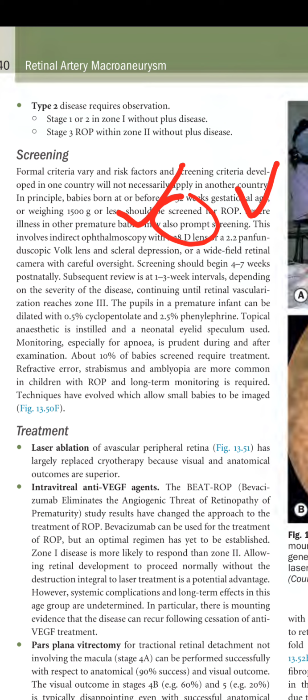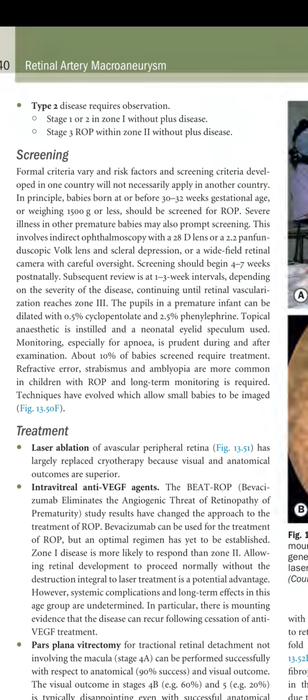Topical anesthetic is instilled and a neonatal eyelid speculum used. Monitoring, especially for apnea, is prudent during and after examination. About 10% of the babies screened require treatment. Refractive error, strabismus, and amblyopia are more common in children with ROP, and long-term monitoring is required. Techniques have evolved which allow small babies to be imaged.